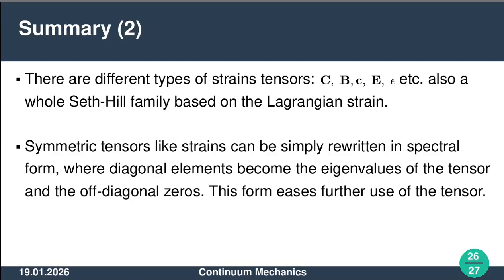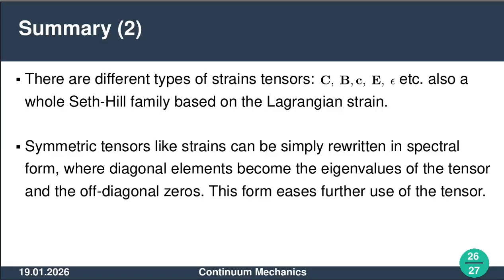There are different types of strain tensors. The right Cauchy-Green strain C, the left Cauchy-Green strain B. We have C, a strain in spatial coordinates or spatial configuration. We have the Lagrangian strain E. We have the infinitesimal strain epsilon, etc. We also have a whole family of strains, the Seth-Hill family, derived based on the Lagrangian strain.